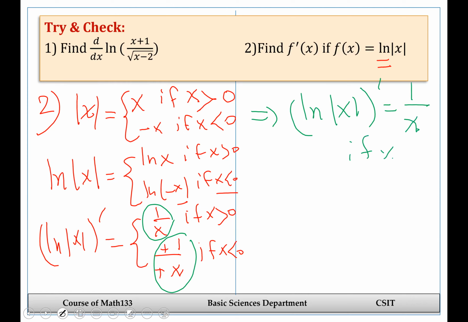Of course, if x is not equal to 0, we can gather the two cases together. Okay, we cannot take x equal to 0 in this expression. Good.